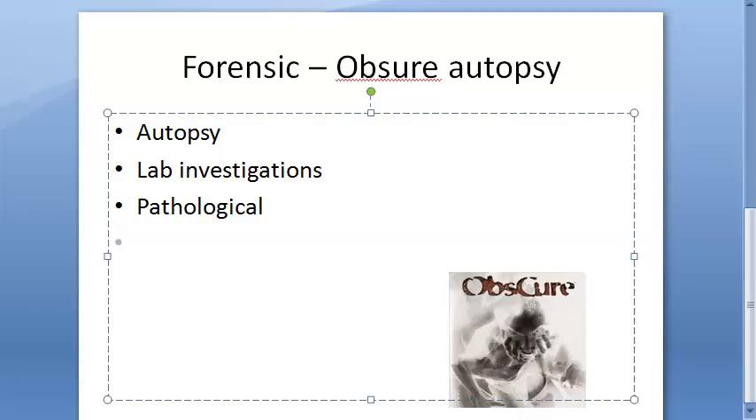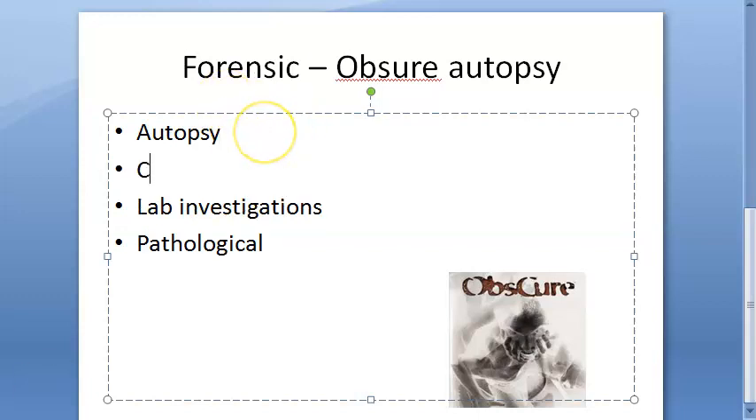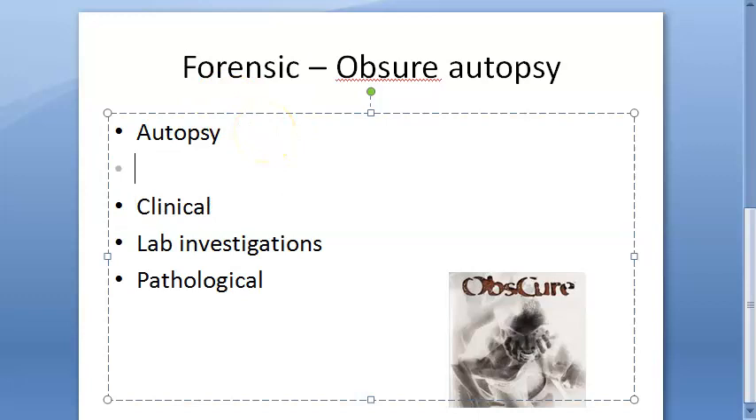In this video, let us look at obscure autopsy. Basically, here they are saying that there is an autopsy done, and even after detailed postmortem examination, the cause of death cannot be detected. Okay, so then what will they do? They will do some clinical examination, more detailed, and then lab investigation and even pathological examinations can be done. Then you can get some answer.